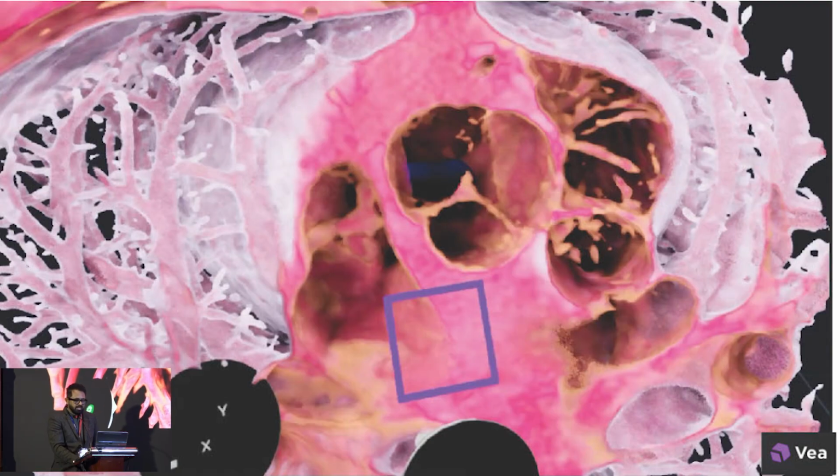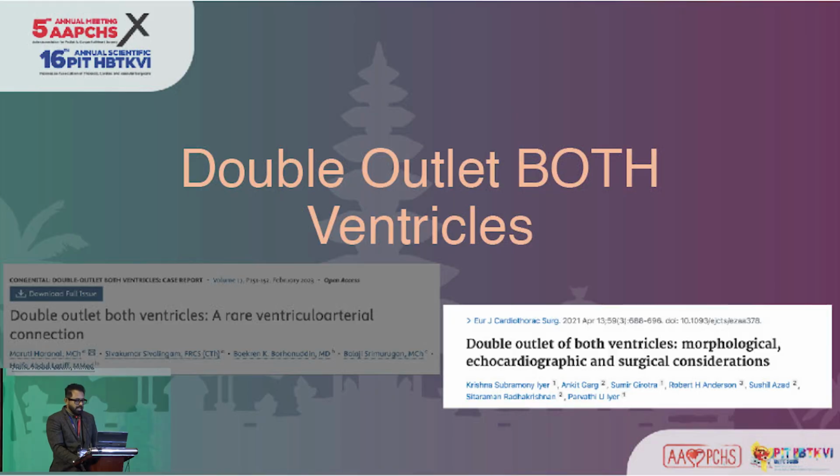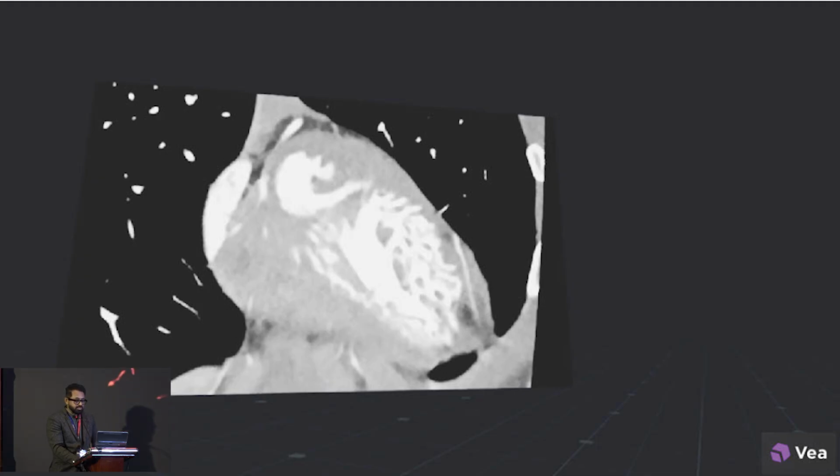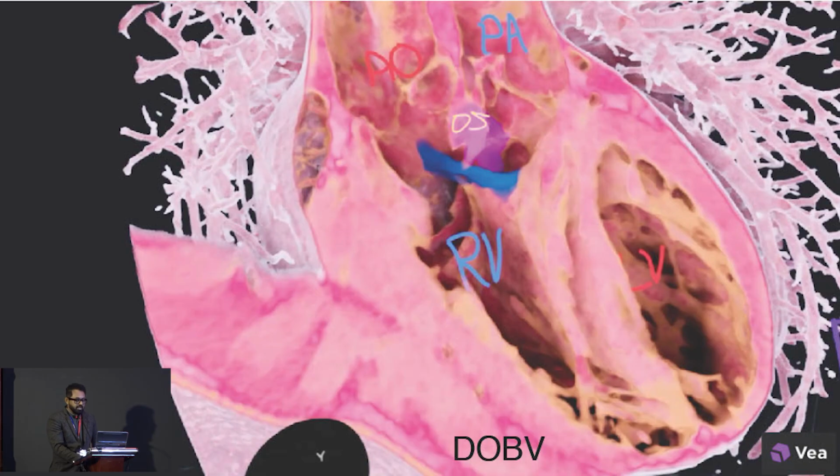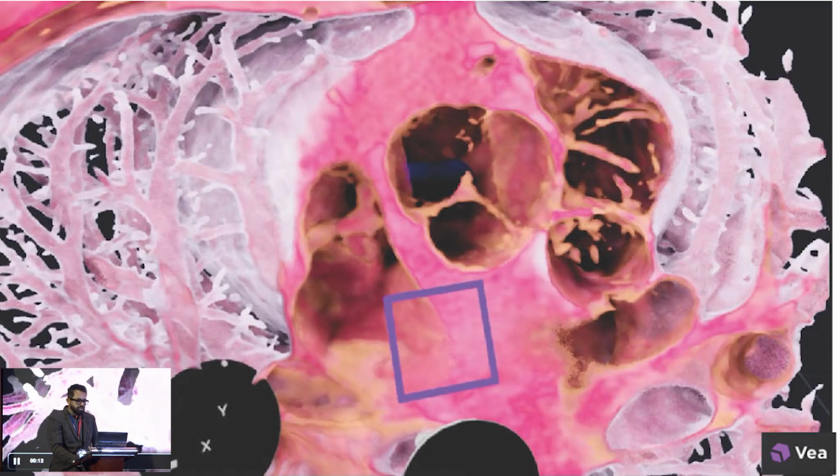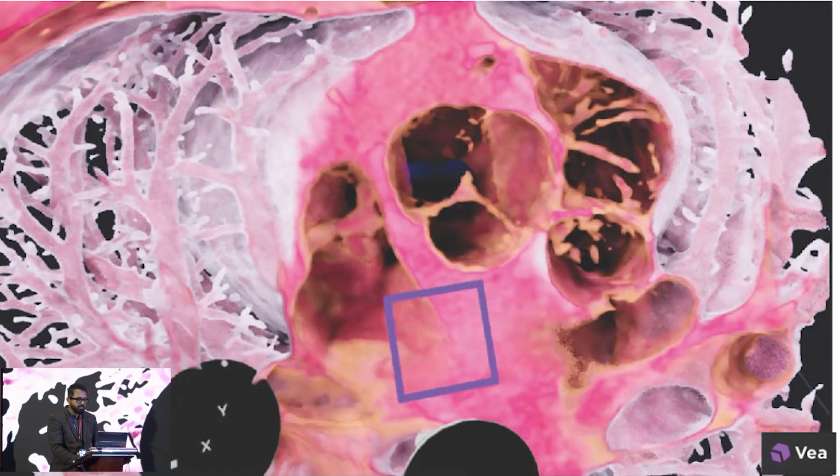This is the double outlet left ventricle. You can see both the great arteries completely from the left ventricle, and double outlet both ventricles, as Dr. Arya explained in the morning so beautifully. You can clearly see the purple shaded outlet septum perpendicular and overriding this blue shaded crest of the interventricular septum, with both the great arteries being committed to both the ventricles. This is the double outlet, both ventricles.